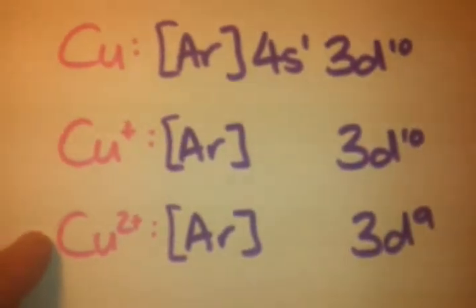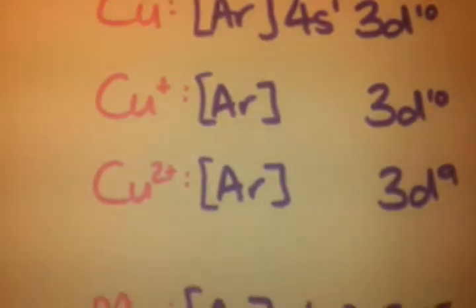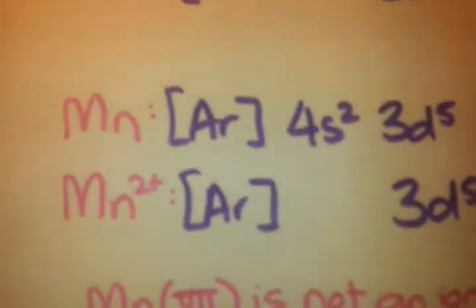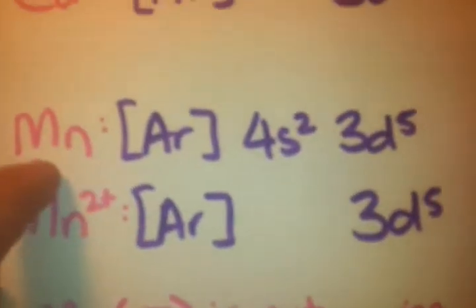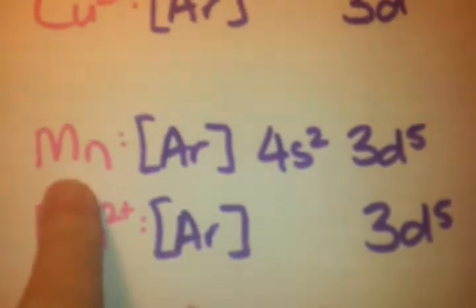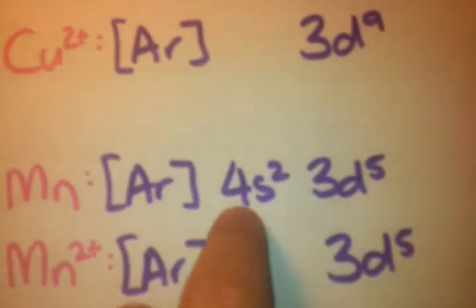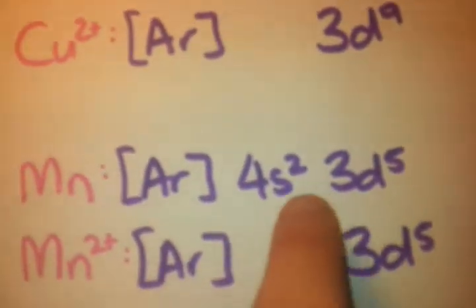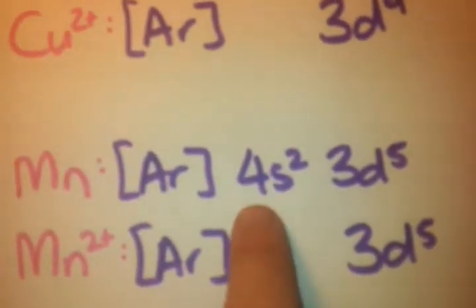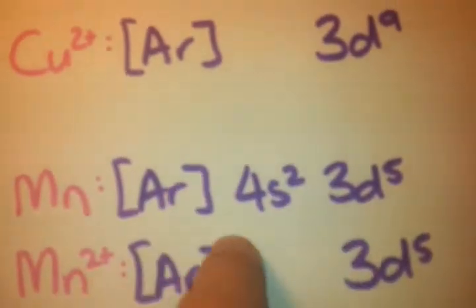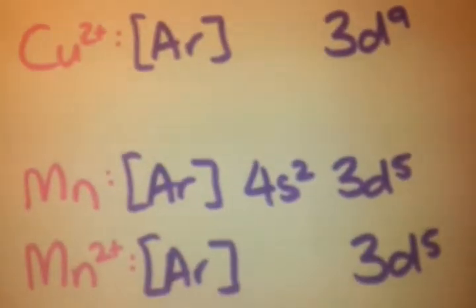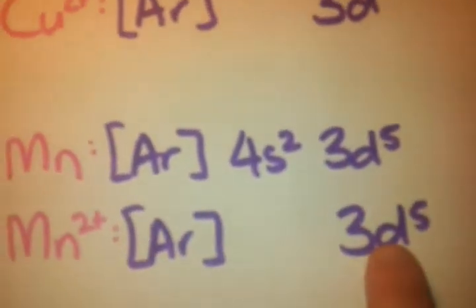That's not assessed. Let's look at manganese. It does the same sort of thing. Manganese is number 25. And so that's argon, 4s2, 3d5. Again, it's quite obvious to see why manganese makes a 2 plus ion. It just loses the 2 electrons that are at the highest energy level to become argon 3d5.